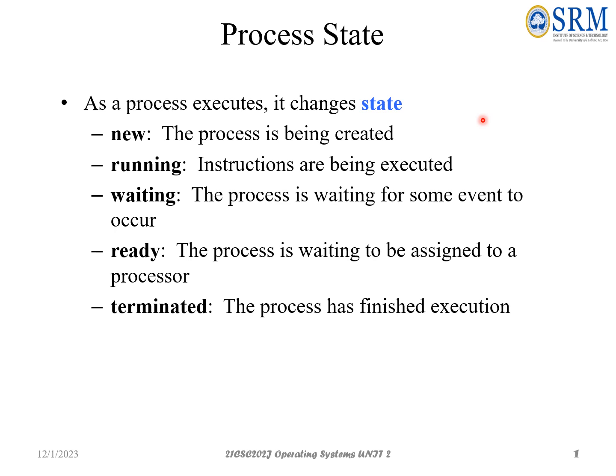When the process is created, it is ready to enter into the ready state. Moving to the running state, the instructions are being executed. And when I'm coming to the waiting state, the process is waiting for some event to occur. Ready state means the process is waiting to be assigned to the processor. Coming to the termination state, the process has finished its execution.